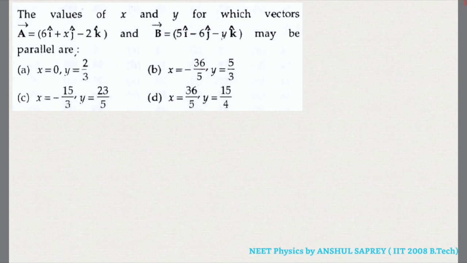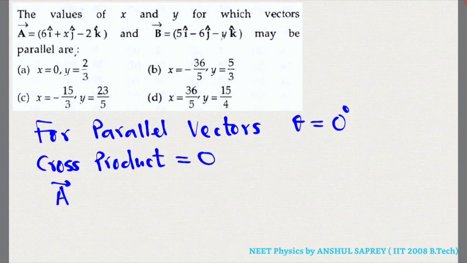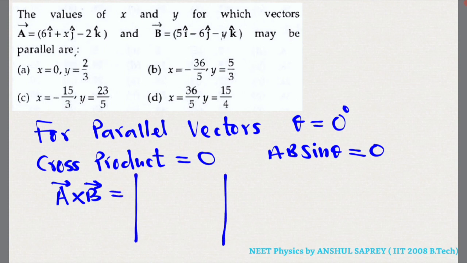The values of x and y for which vectors a vector, which is 6i plus xj minus 2k, and b vector, which is 5i minus 6j minus yk, may be parallel. So for parallel vectors, theta is equal to 0 degree. So cross product is equal to 0 because AB sin theta will be 0. So A cross B, by using determinant: first row i, j, k, second row 6, x and minus 2, third row 5, minus 6 and minus y. This must be equal to 0.